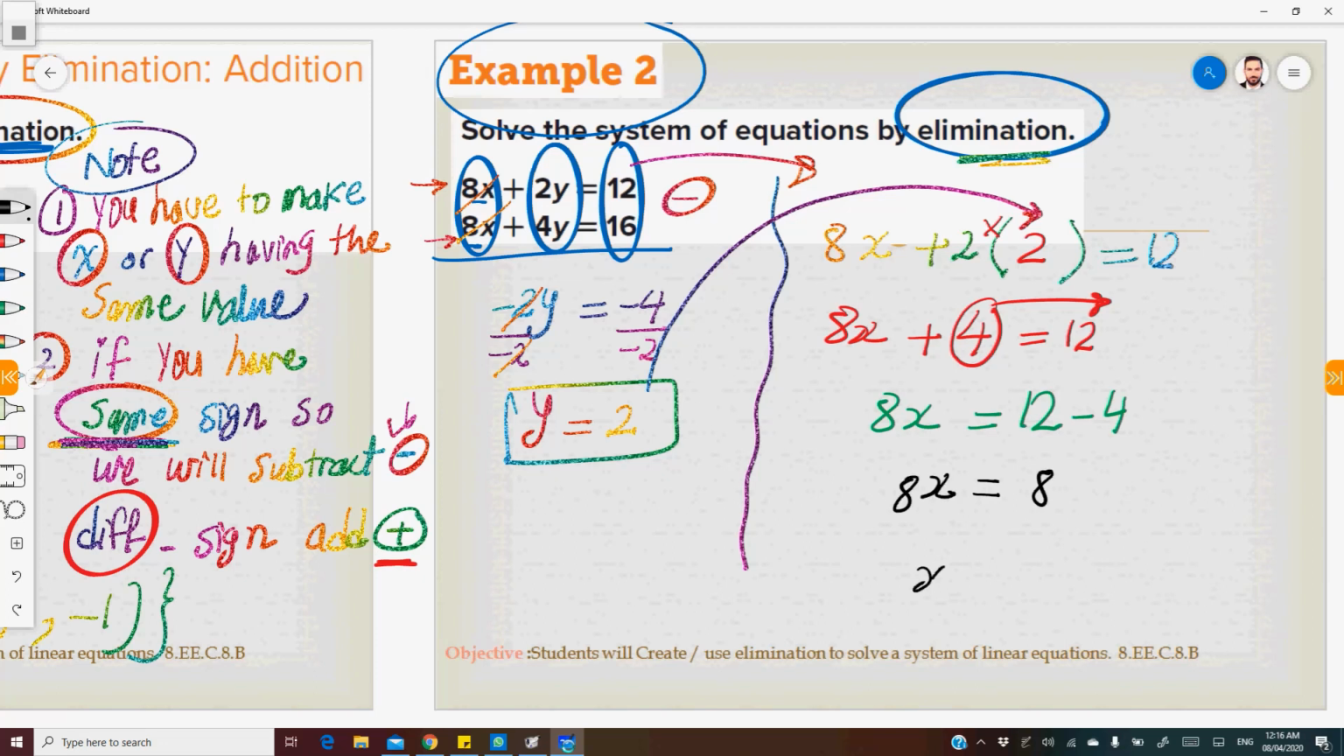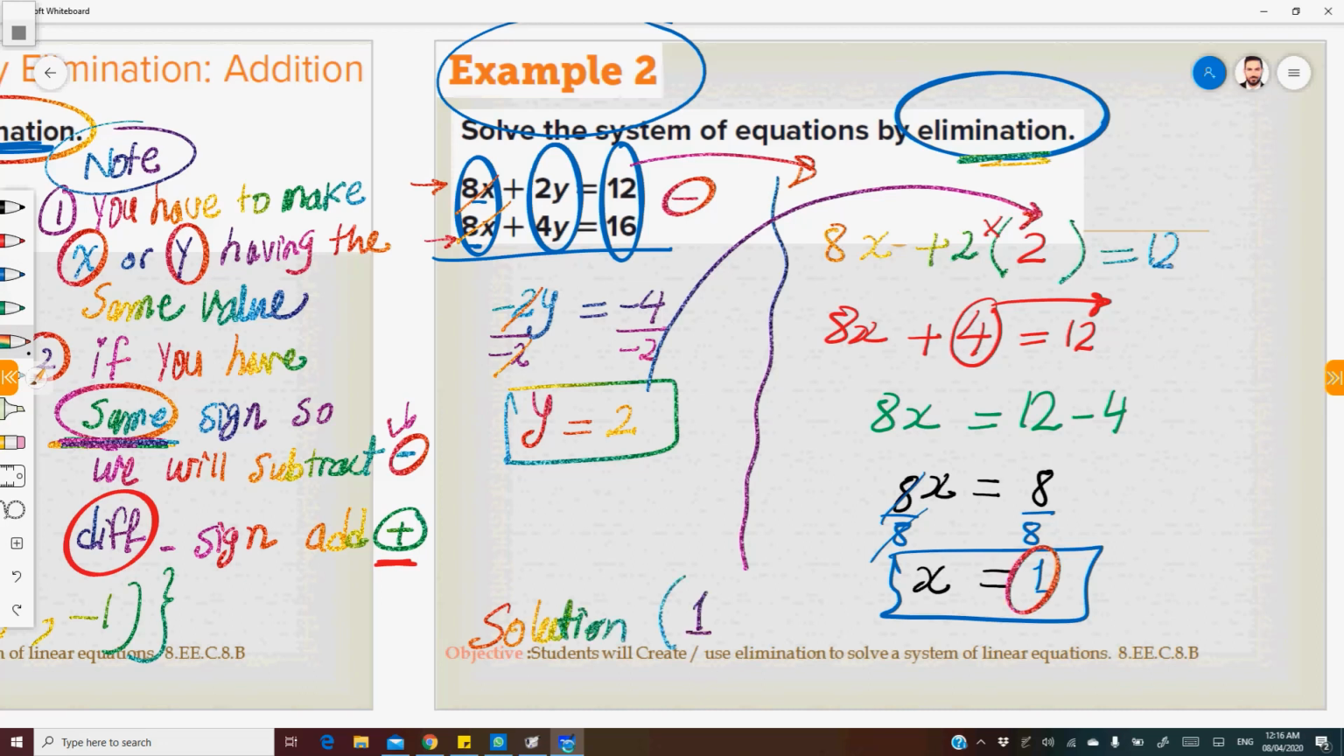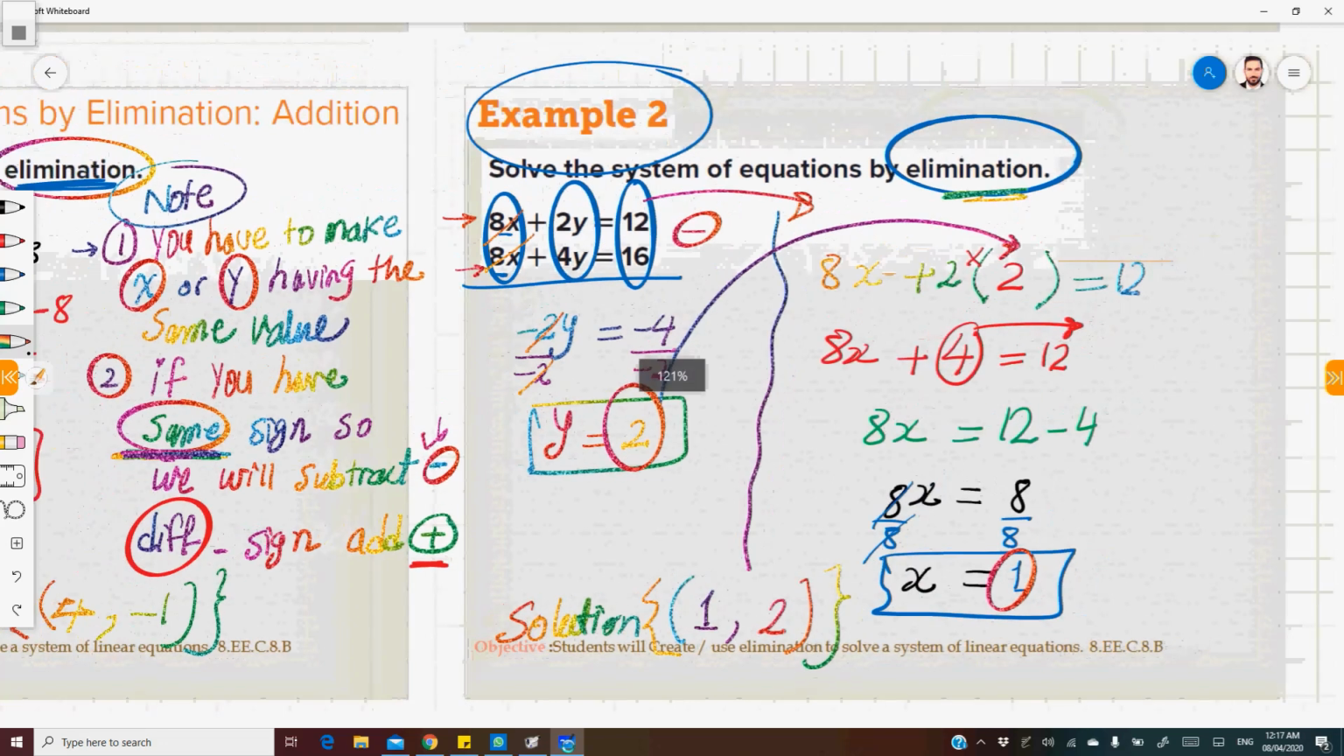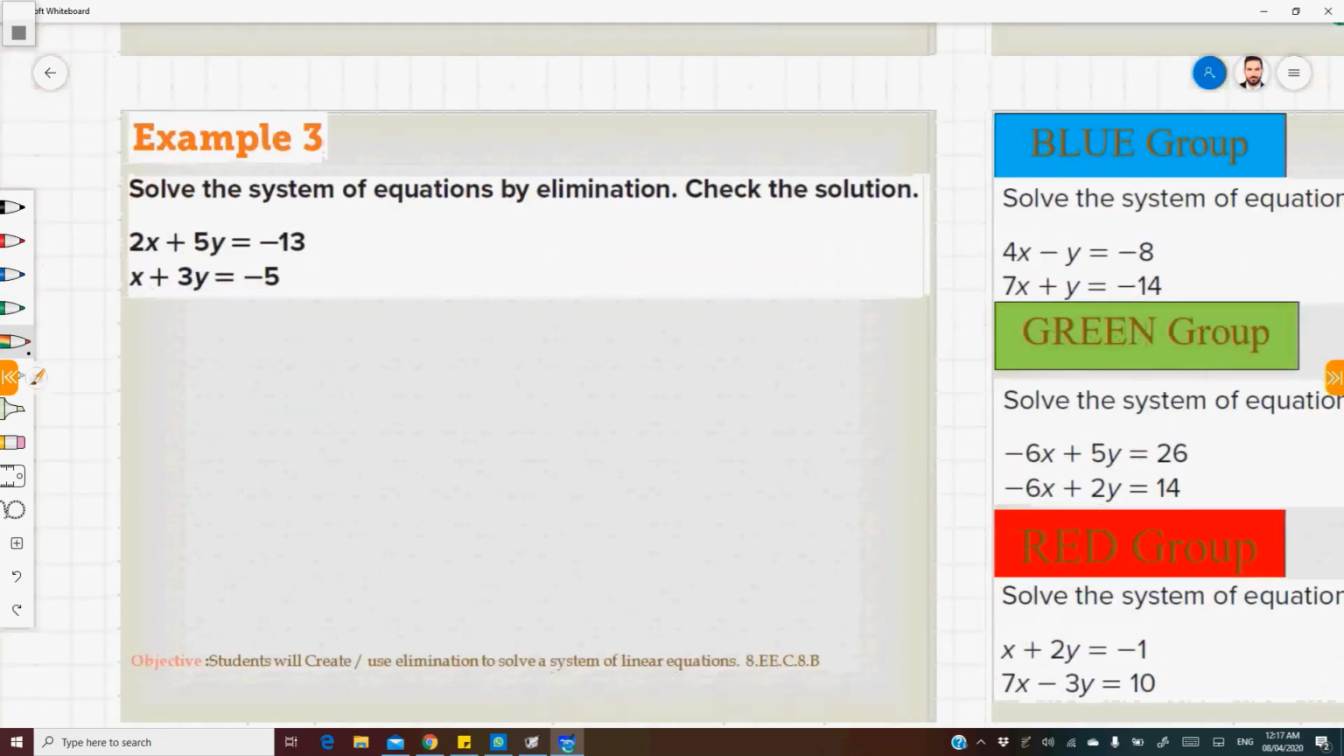How can I make x alone, separate? By dividing both sides by 8. Correct. Now 8 divided by 8 is equal to 1, and 8 divided by 8 is equal to 1. So 1x equals 1, which makes our solution x first, 1, then y second, 2. So your solution is (1, 2). I hope that you understand example number 2 here, guys. And let's move to example number 3.